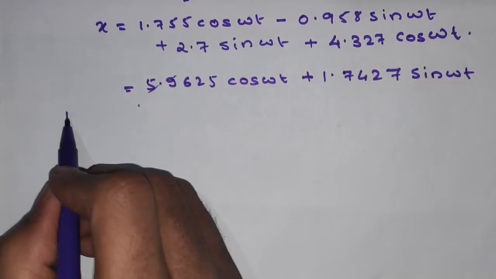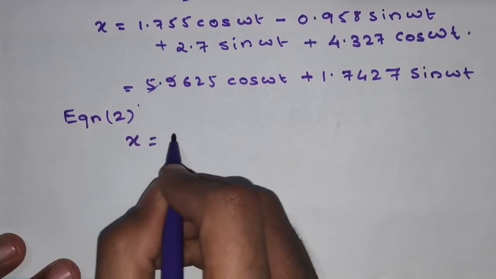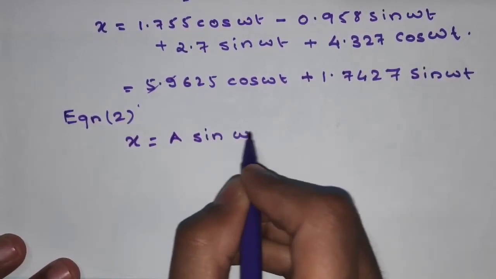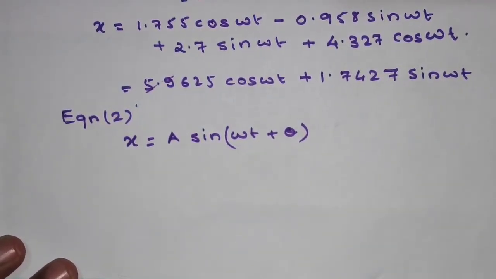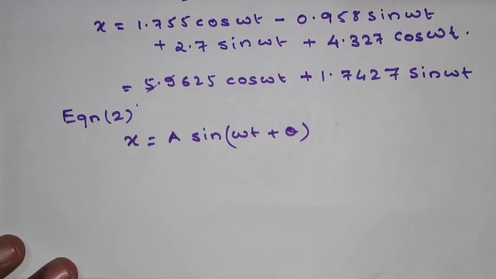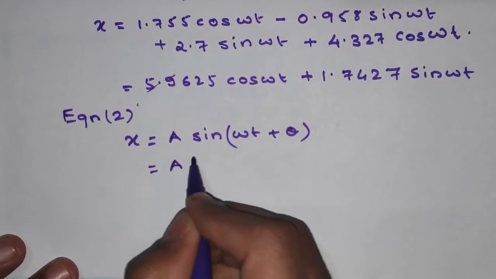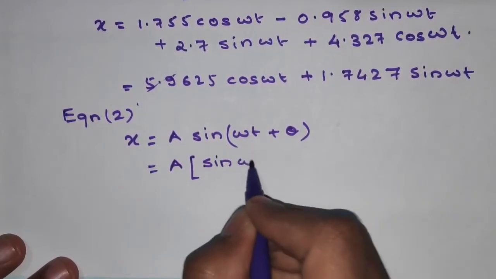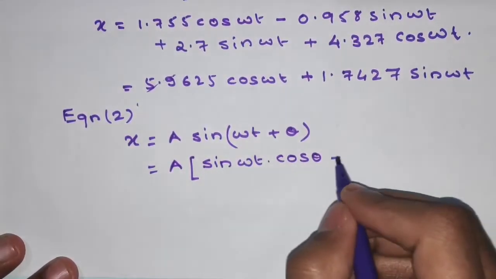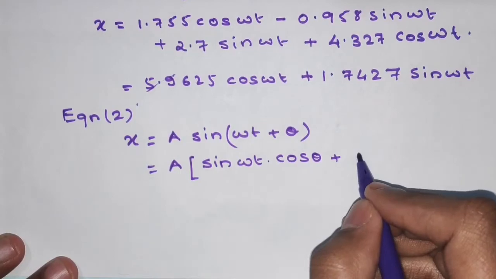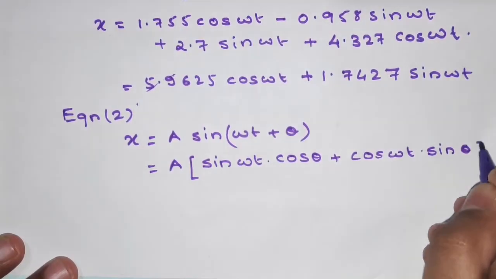Now we shall take equation 2. What is equation 2? It is x equal to A sin(ωt + θ). I can again split this in terms of sin(a + b). So this becomes A into sin a, that is sin ωt, into cos b, that is cos θ, plus cos a, that is cos ωt, into sin b, that is sin θ.